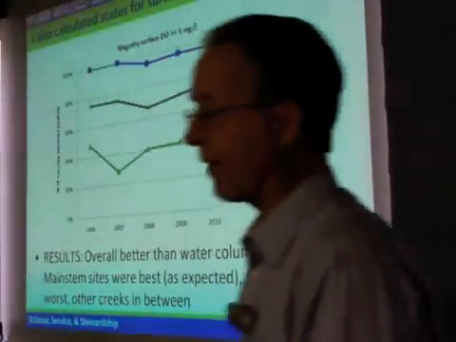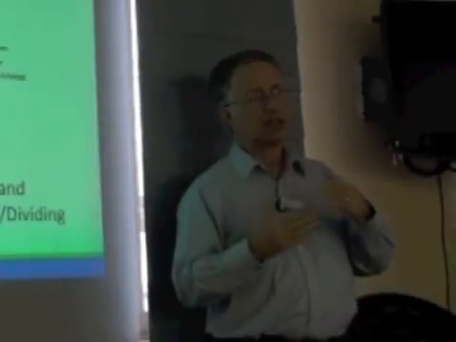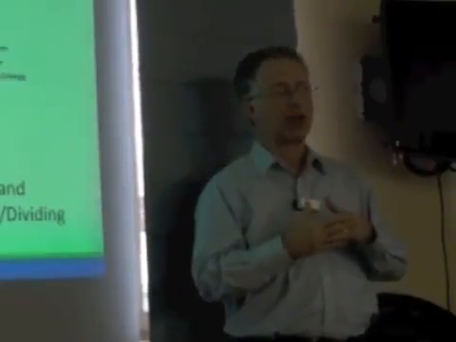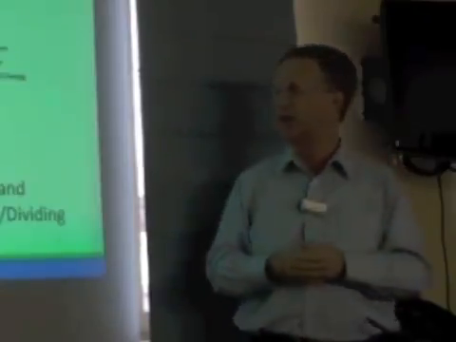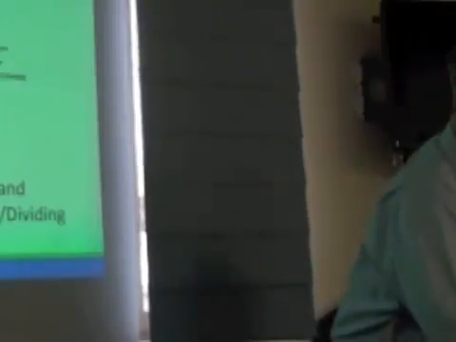And then I made a similar graph of just the surface status, and as you expect, the whole graph is shifted upwards because we're just looking at the surface layer. The main stem, 95 to 100%, very good status. The 3 creeks that I sampled were intermediate, about 75%. And then Mill and Dividing Creek, and I was quite surprised to see this, only about 40%. That means in many years, 60% of the surface samples have dissolved oxygen less than 5 milligrams per liter. I didn't realize it could be that high. That's very high. So there's definitely something going on in Mill and Dividing Creeks.